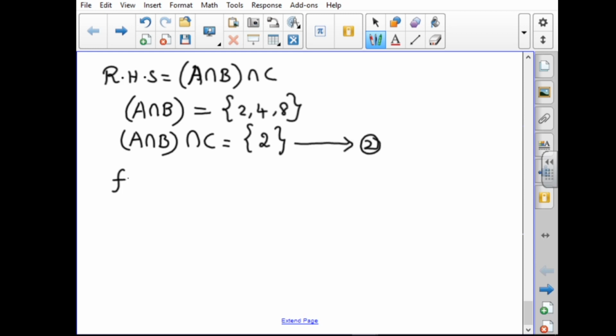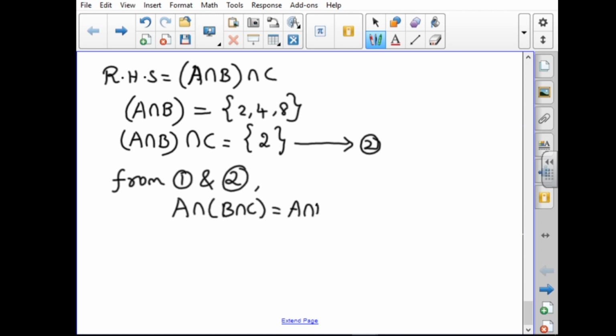So from 1 and 2, each sum you should write like this. From 1 and 2, A intersection B intersection C is equal to A intersection B intersection C, hence verified.